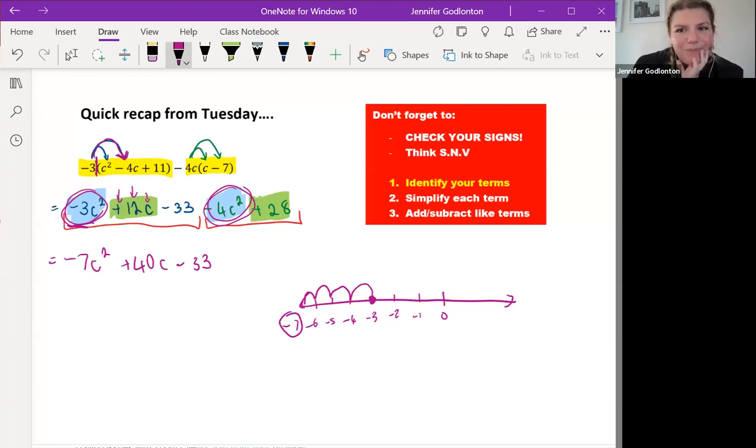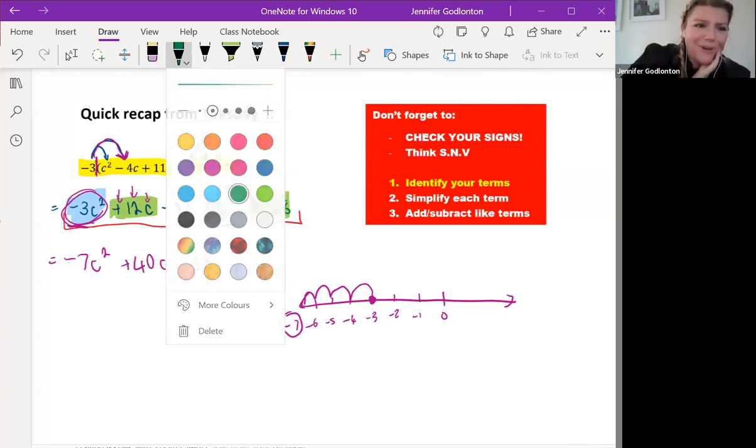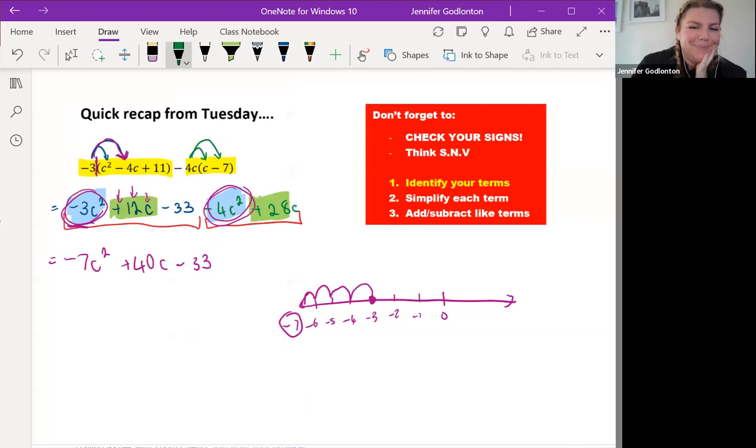Sebi, can I help? Hi, ma'am. How is it 40c if 28 doesn't have c? 28c. That's a beautiful question, and it's because I forgot to write the c. Oh, okay, because I was just confused. Yeah, as you should be, because it was wrong. Well done. Good spot. Yeah, thanks, ma'am. No problem.